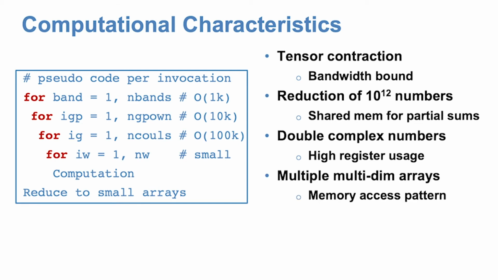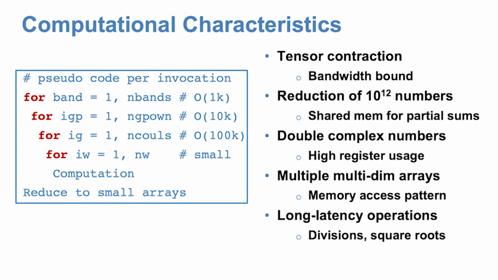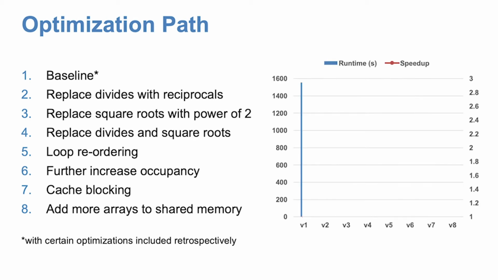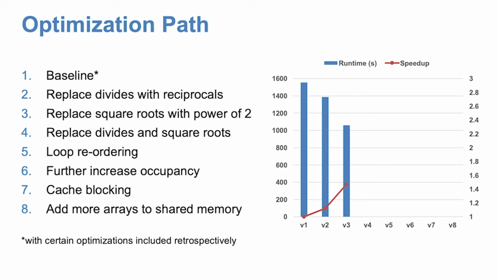On top of these challenges, we also have to deal with the complicated memory access patterns because we have quite a few very large multidimensional arrays to read in. We also have a few long latency operations like divisions and square roots, and that doesn't make our life easy either. To overcome these challenges, we have implemented these 8 optimization steps. And through these optimizations, we have achieved a 2.8 times speedup in runtime.